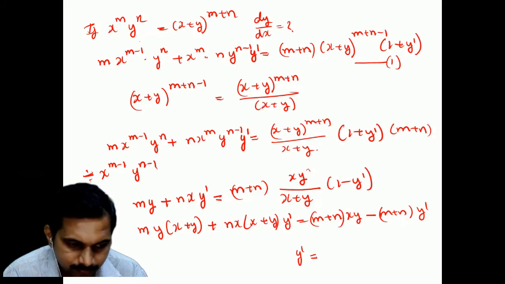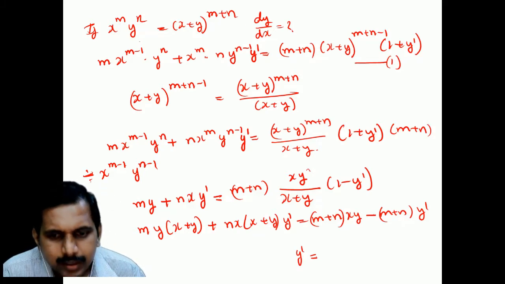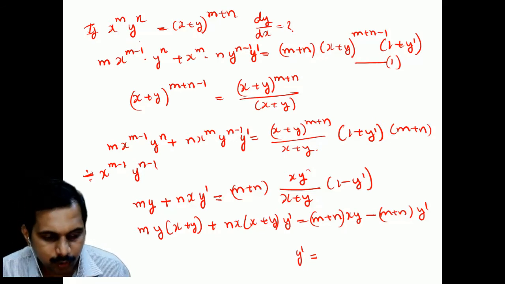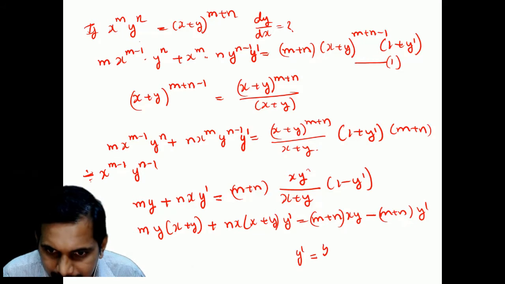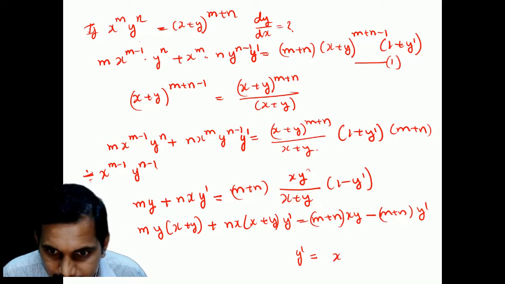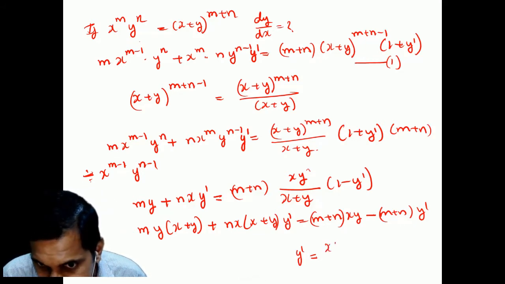Excuse me, sir. Are there any options given, or how do we know if we should simplify it further? It can be simplified further, and the answer you get is y by x. Actually, the options are not given. In fact, y by x will do. We are getting the answer y dash is equal to y by x, not x by y.